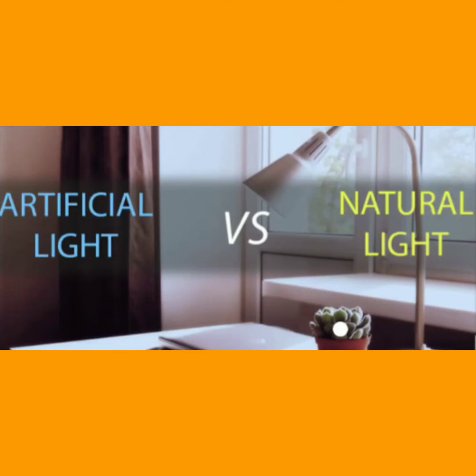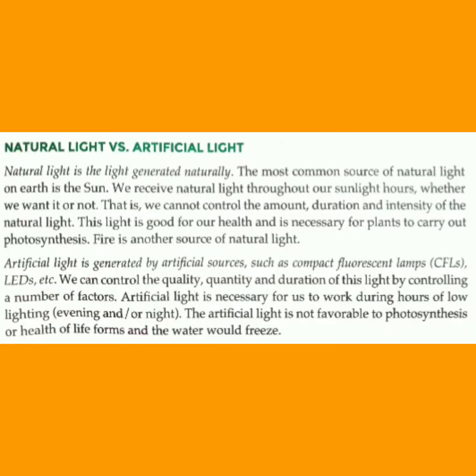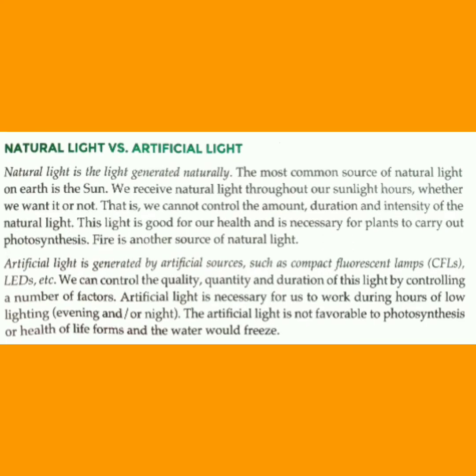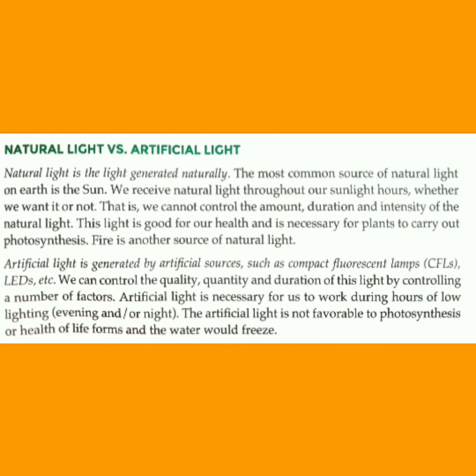Next one is natural light versus artificial light. Natural light is the light generated naturally and the most common source of it is the sun. We cannot control the amount, duration and intensity of the sunlight. And whether we want it or not, we only receive it throughout our sunlight hours. This light is good for our health and is necessary for plants to carry out photosynthesis. Another source of natural light is fire.